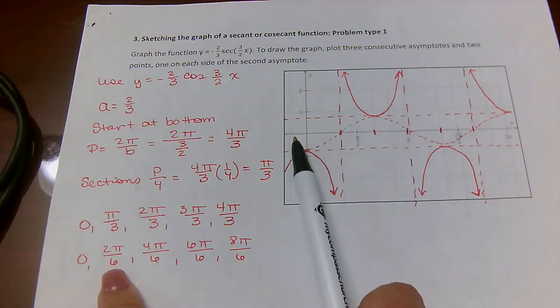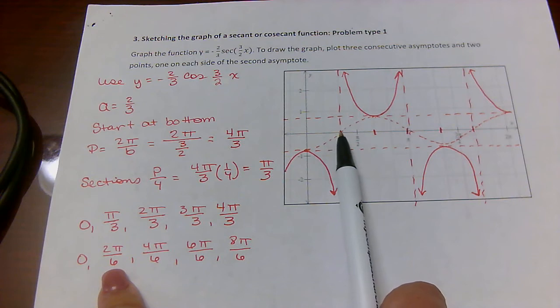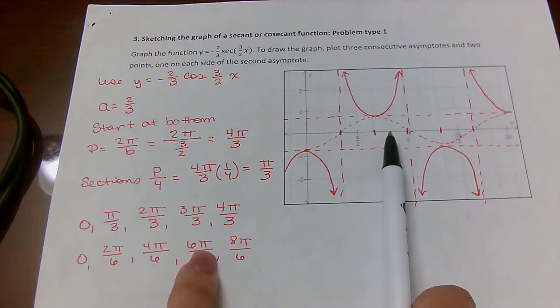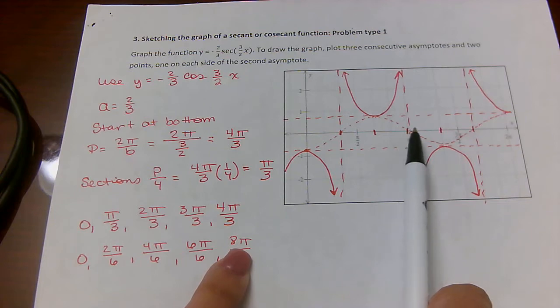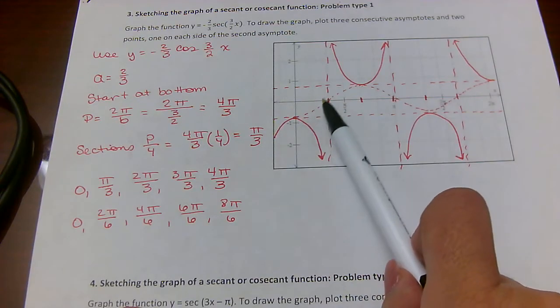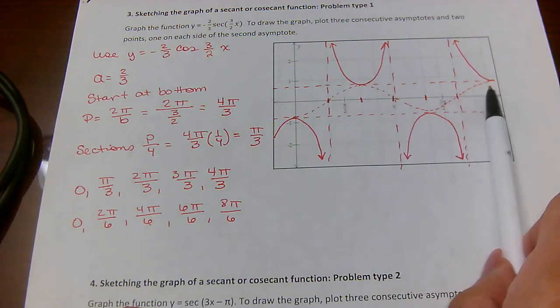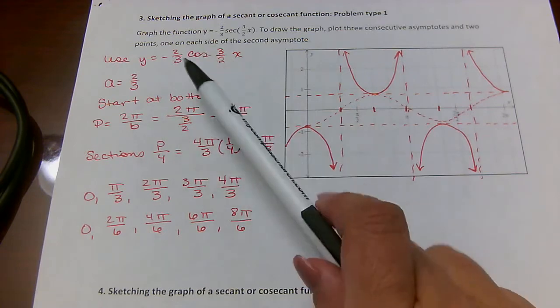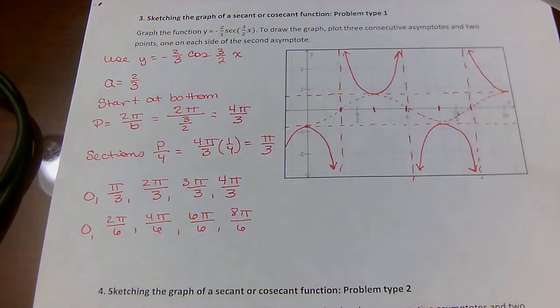Okay. This makes it easy because then I know I have to have a major point at the 2, the second line. That's 1, 2. At the 4, 3, 4. At the 6, 5, 6. And at 8, 7, 8. Those are my main points. Then I'm going to go ahead and draw my cosine function, and then I'll use the maximum and minimums to go ahead and draw my secant graph.